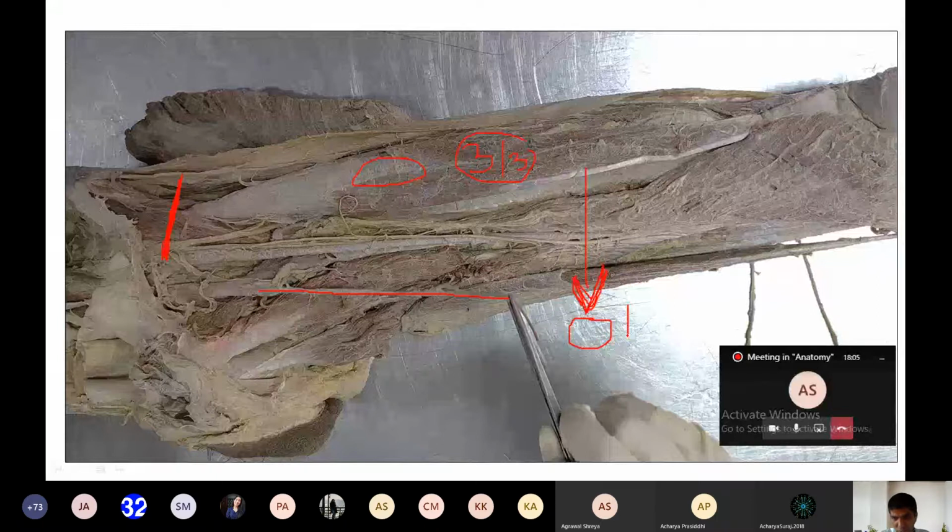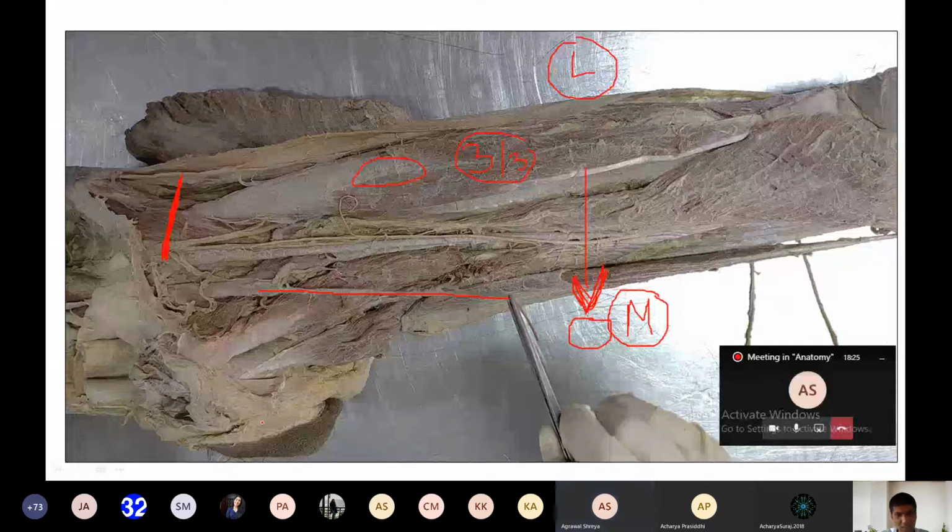Now, what you cannot confuse. Suppose this diagram is kept for your online examination, then you do not confuse now. Onward, this is the medial side. This is the lateral side. Okay. Here, see how you can identify the medial side.